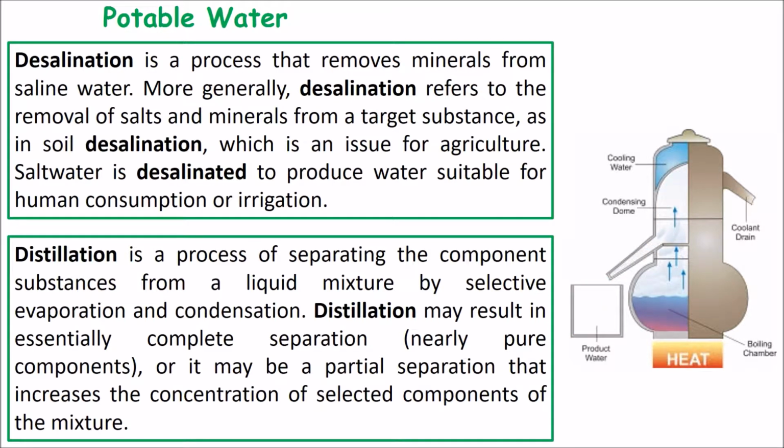Distillation is a process of separating the component substances in a liquid mixture by selective evaporation and condensation. Distillation may result in essentially complete separation, or it may be a partial separation that increases the concentration of selected components in the mixture. So, in distillation of seawater, the water would be evaporated off, so the water could be collected and the salt would be left behind.